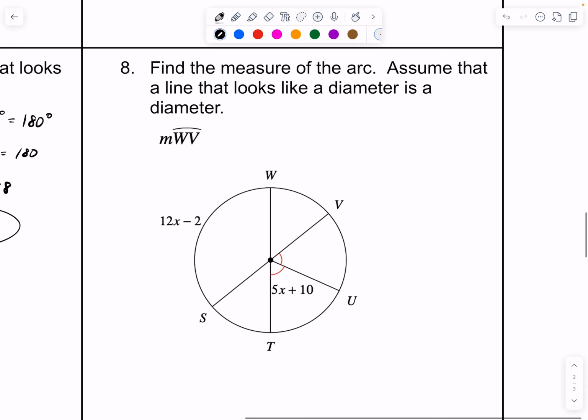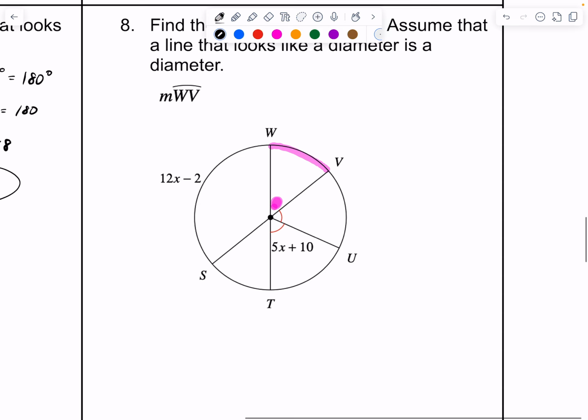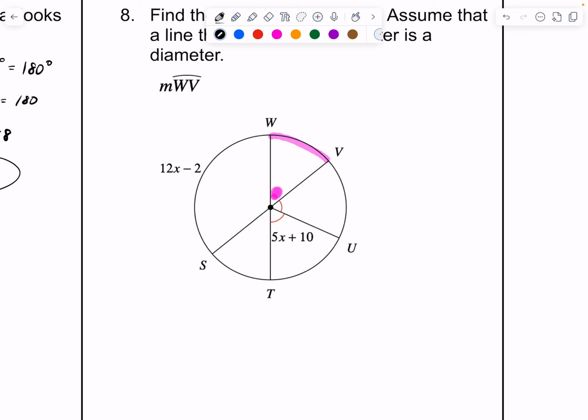Okay, find the measure of arc WV. So I'm trying to find the measure of this arc here. So essentially, if I can find the measure of this angle, then that is the measure of the arc. So either way, both options will work. Now, what I noticed first is that the 5x plus 10 has this little symbol here, and it's also in that same angle for V to the center to U. So I'm going to write 5x plus 10 there as well.